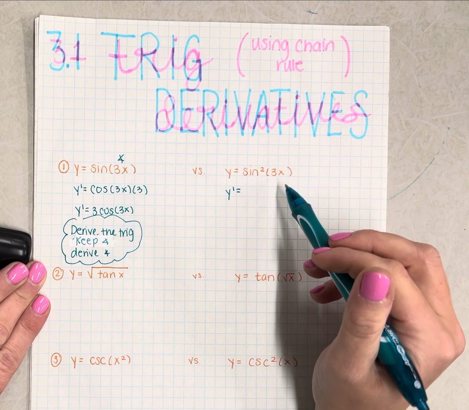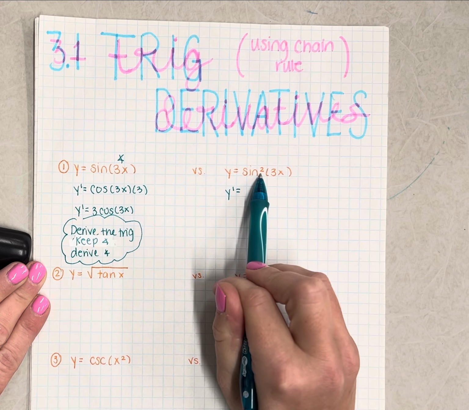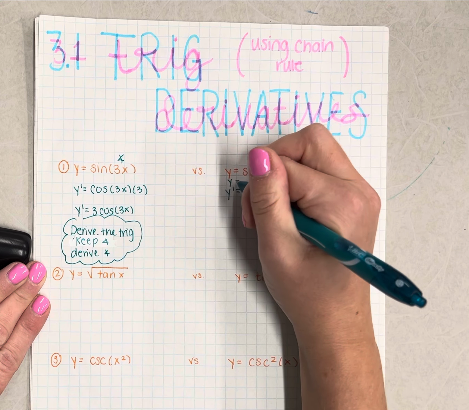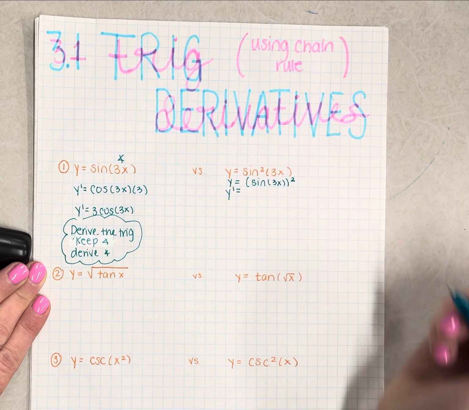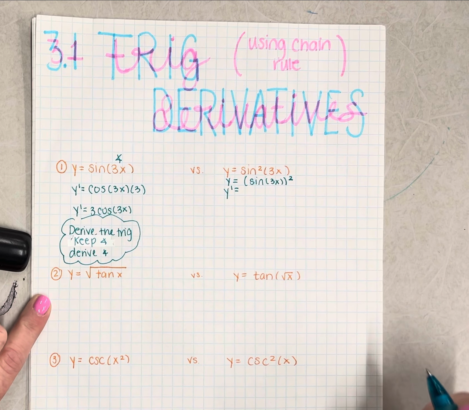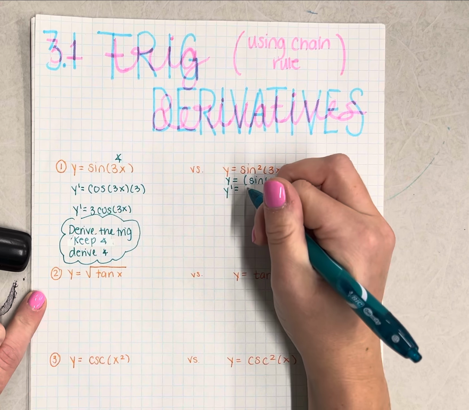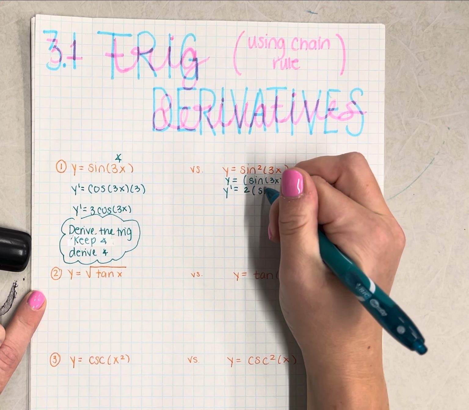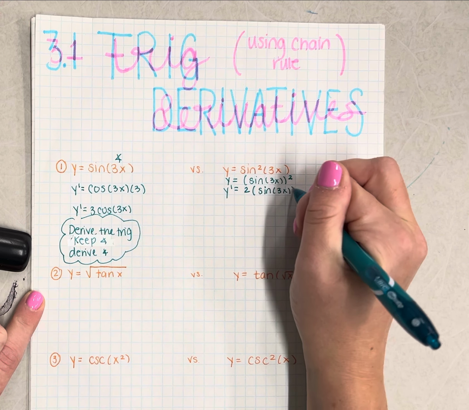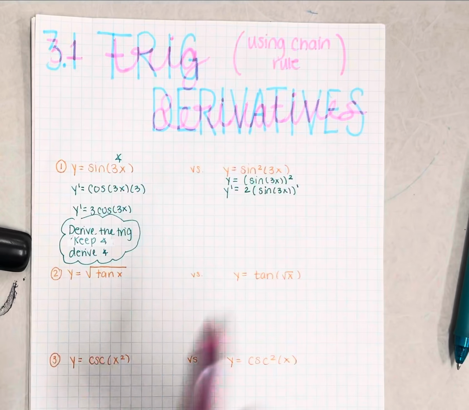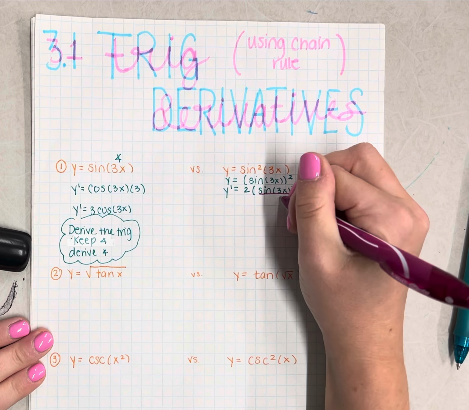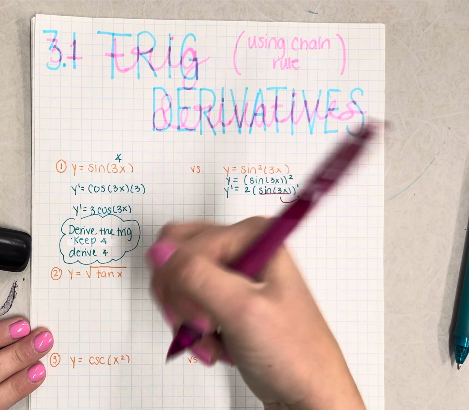Now, for this side, do you see how there's a power of 2? First thing I would do if I were you is I like to bring the power out. So see how I brought the power out? Because now this is chain rule, but it's a different chant. It's a bring down the power, keep the inside, subtract 1 from the power, multiply by the derivative of the inside. So let's derive the inside in a different color of my favorite pens.